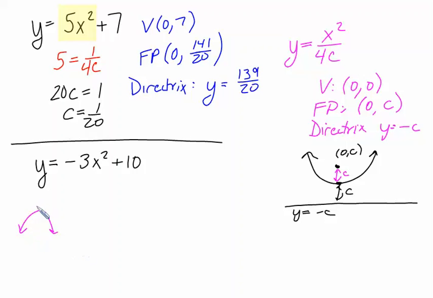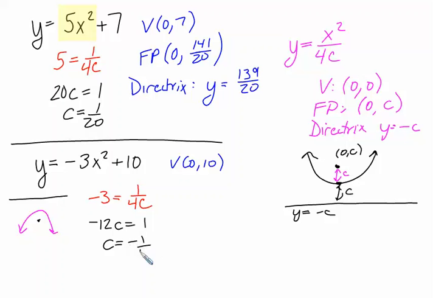So the focal point will actually be below the vertex, and the directrix is actually going to be above the vertex. First of all, let's identify that the vertex on this problem is at (0, 10). To find the c, we would set -3 equal to 1 over 4c. We could multiply both sides by 4c and get that -12c would be 1, or c is -1/12. The negative just indicates that the focal point is below the vertex.